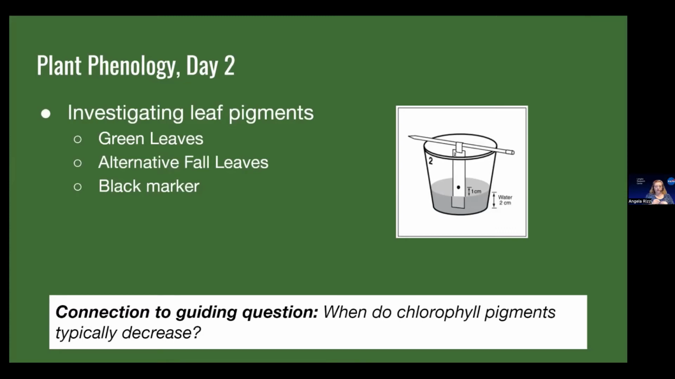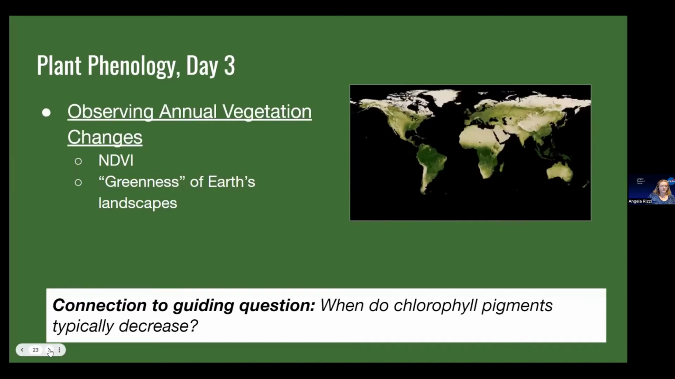And they're going to be able to see in the chromatography that green, you can make that connection to chlorophyll. And then the guiding question will be, when do chlorophyll pigments typically decrease? Or you could have it when they increase as well. So that's the second day. So they're investigating the chlorophyll in the leaves.